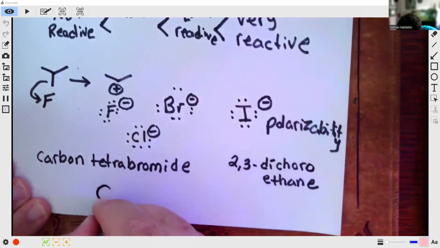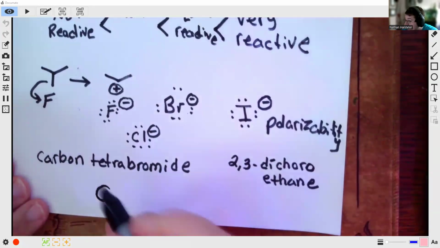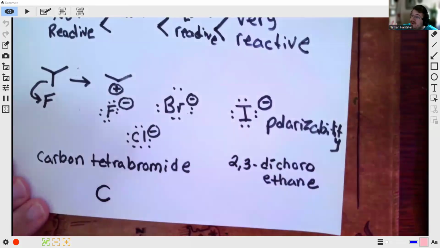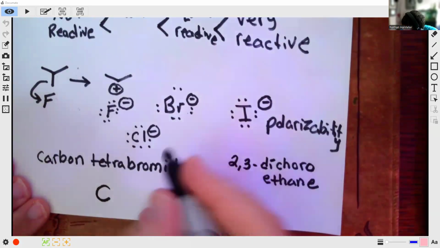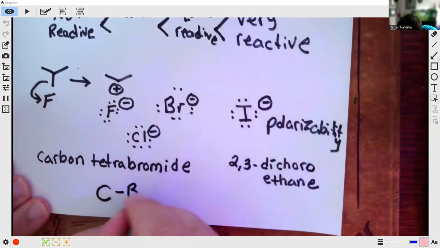So carbon tetrabromide is what it sounds like. It's carbon with tetra, meaning four, just like the game Tetris, all those blocks. Each block shape is made up of four smaller blocks. Fun fact about Tetris, if you didn't know. Carbon tetrabromide has four bromines attached to it.